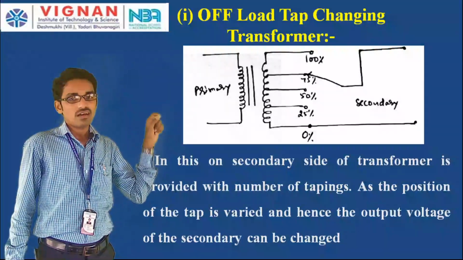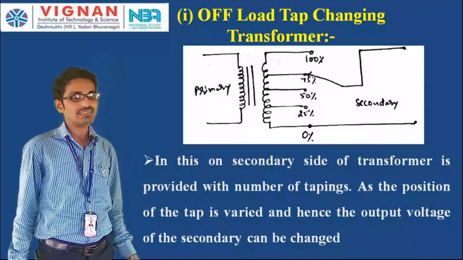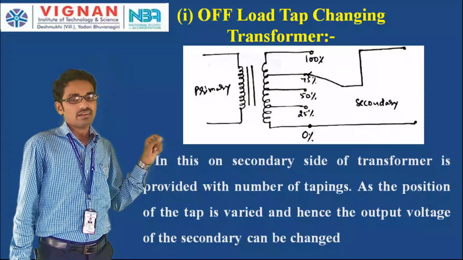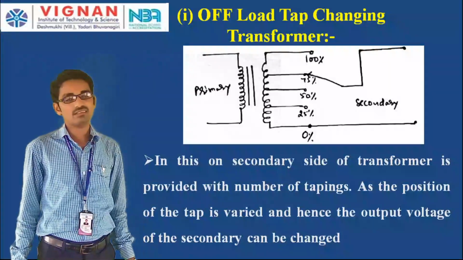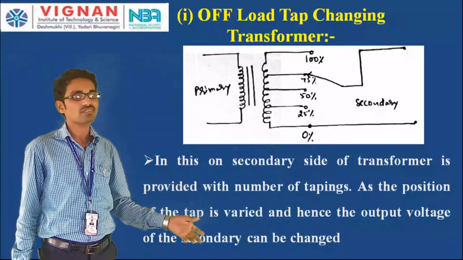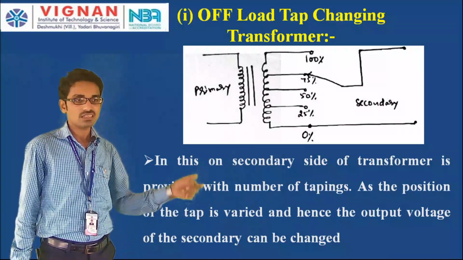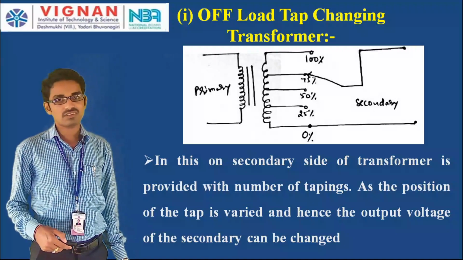On the secondary side of the transformer, a number of tappings are provided. As the position of the tapping is varied, the output voltage of the secondary is varied. That means we can change the output of the secondary by changing the tapping position of the secondary. So that is the off-load tap changing transformer.